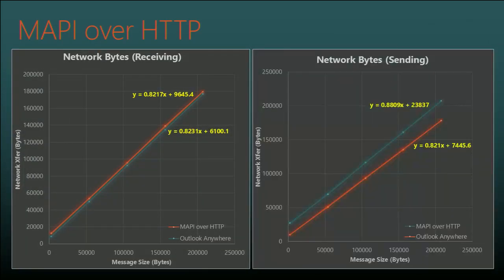Now, I'll explain this because it's not immediately obvious, but the chart on the left is receiving. This shows Outlook 2013 in Outlook Anywhere versus MAPI over HTTP. And you can see they are virtually the same. There's very little difference, about a 1% cost for using MAPI over HTTP from the receiving client, and the majority of the traffic for clients is receiving. On the right-hand side is sending. Now, there's a clear difference here. Let's say it's not a big difference.